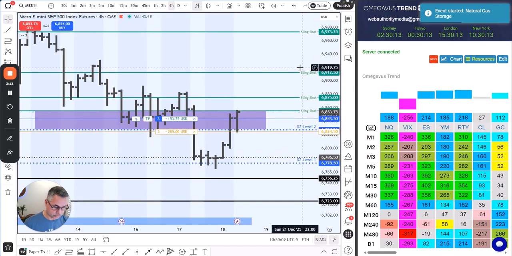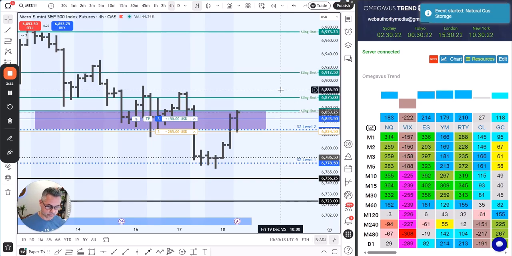All right, so you do you. Let me know how it works. Look at the OT's balancing. There is an event starting, natural gas storage coming out right now, which is probably going to help a little bit with the crude oil.